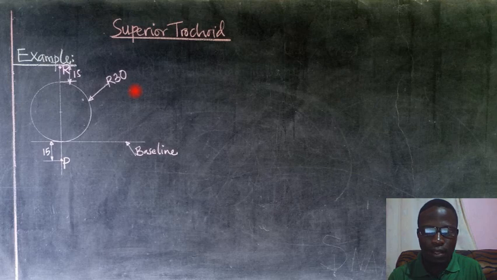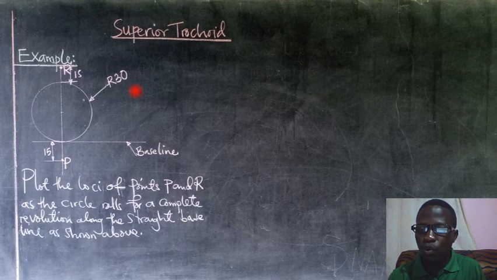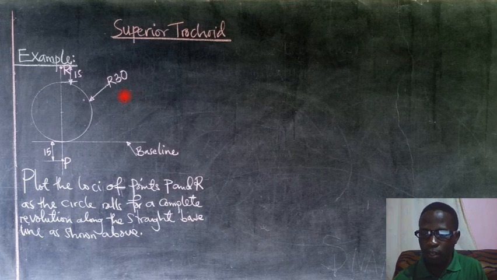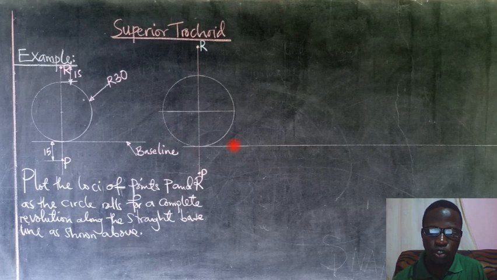Let us start. The first thing we do here is to copy the diagram, but before we copy, let's have the guiding question. The question is saying, plot the locus of points P and R as the circle rolls for a complete revolution along the straight baseline as shown above. So our diagram is here. Let us first copy the diagram, and when you copy, you position your circle on a horizontal baseline. Now, the plotting of this is very simple, just like we plotted the cycloid.